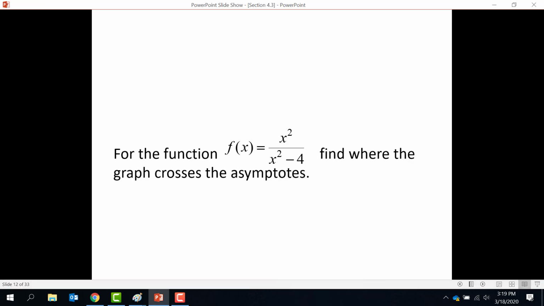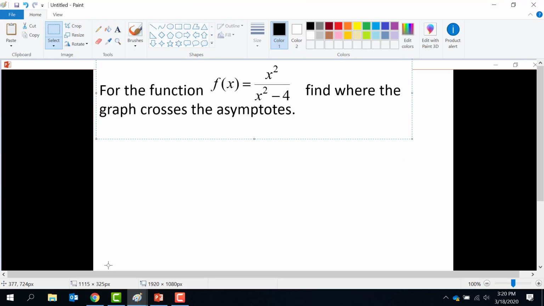Okay, so next we want to see where the graph crosses the asymptotes. Again, it can't cross the vertical asymptotes because they happen where the function is undefined. So we just want to see where it crosses the horizontal asymptote. So we put in 1 for the output, so 1 is equal to the function, because we want to know where this crosses the line y equals 1.